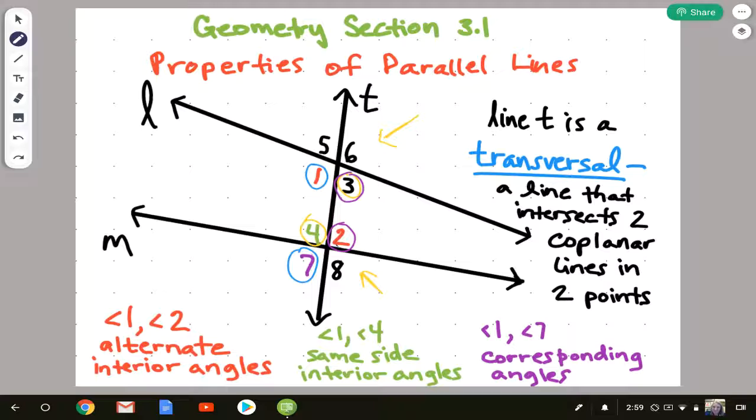How about 6 and 2? 6 is on the right side of the transversal and above line L. 2 is on the right side of the transversal and above line M. We could also choose 5 and 4 or 3 and 8. So there are 4 pairs of corresponding angles.